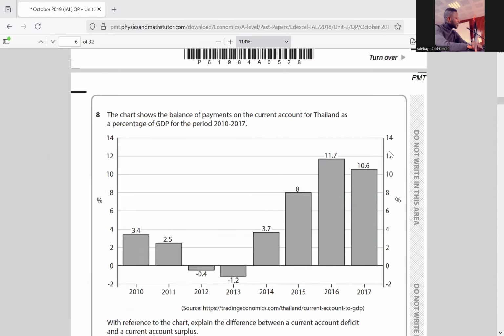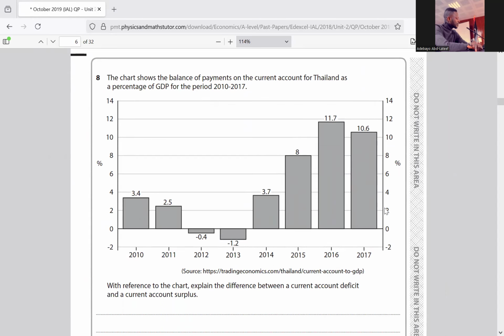For question 8, it said the chart shows the balance of payments on the current account for Thailand as a percentage of GDP for the period 2010 to 2017. With reference to the chart, explain the difference between current account deficit and the current account surplus.